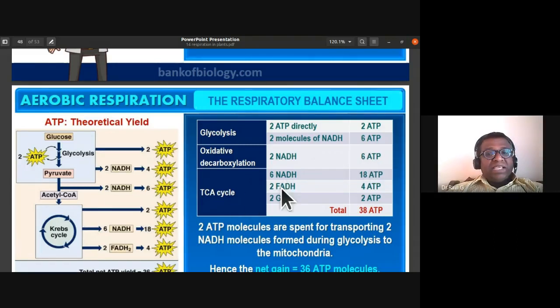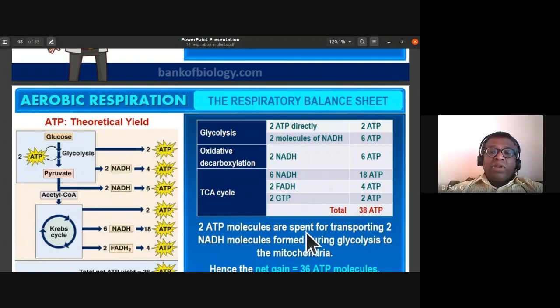During the TCA cycle, 6 NADH2 are synthesized for a single glucose molecule, as they undergo 2 TCA cycles. So 6 NADH2 is equivalent to 18 ATP, 2 FADH2 is equivalent to 4 ATP, and 2 GTP is equivalent to 2 ATP. So totally, if you calculate all of them, you're going to get 38 ATP.